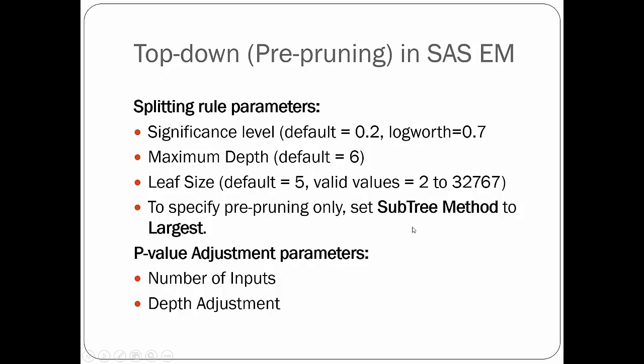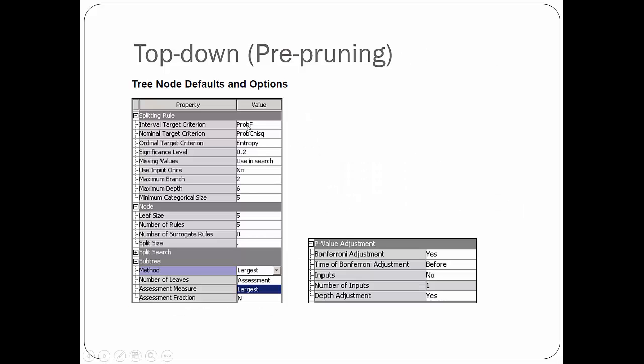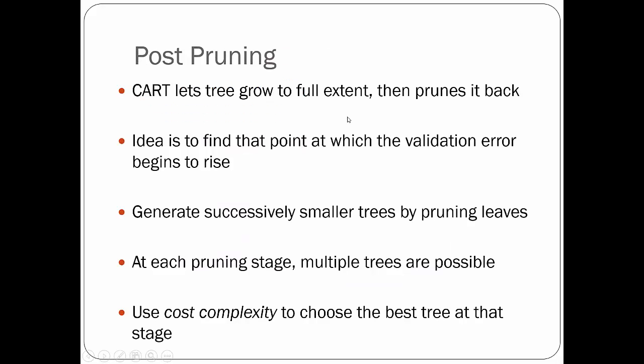So if you set the subtree method in SAS to the largest, then you do only pre-pruning. And then you can set p-value adjustments, the number of inputs, and depth adjustments, and so on. Here I've discussed this in the SAS video, so you can take a look at the SAS video. Okay. Now post pruning, so the method CART lets the tree grow to the full extent and then prunes back.